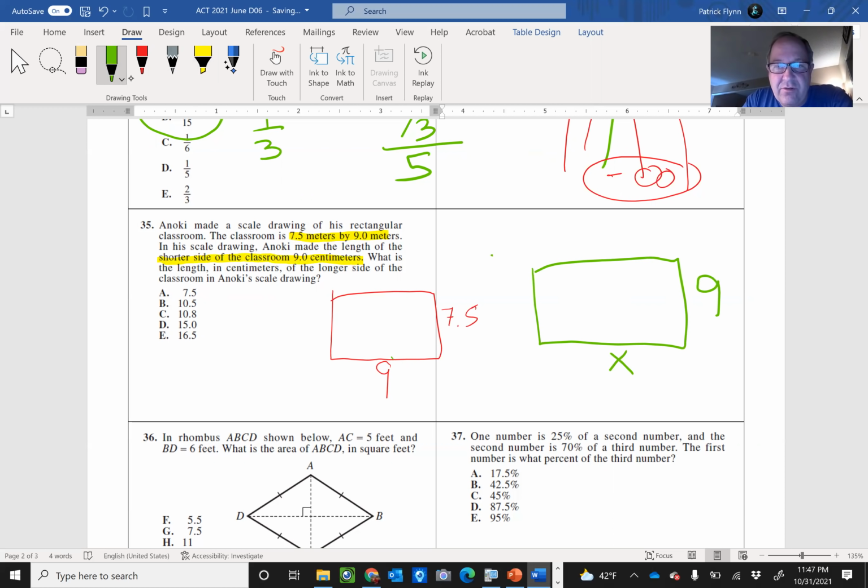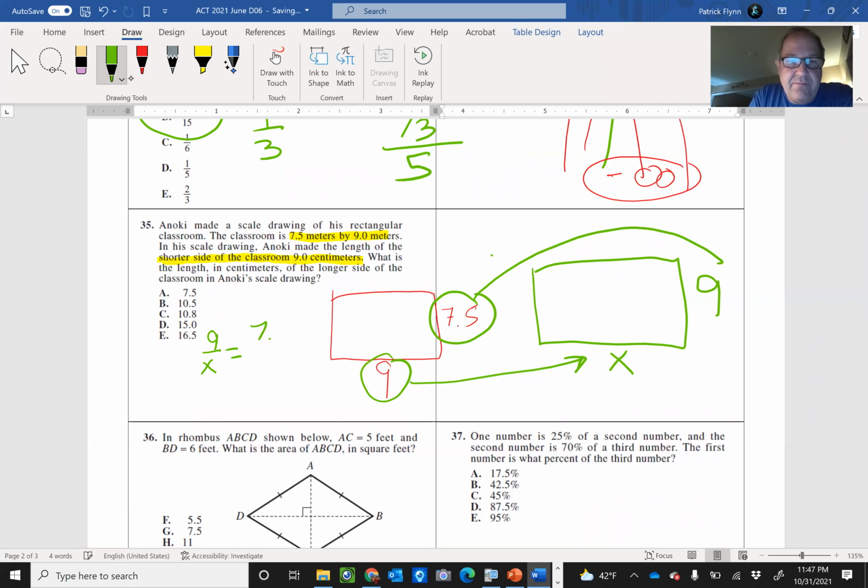I'm going to set up a ratio, 9 over x is equal to 7.5 over 9. To solve this, we cross multiply. And then we just divide by 7.5. And the calculator tells me the answer is 10.8, which is letter C.